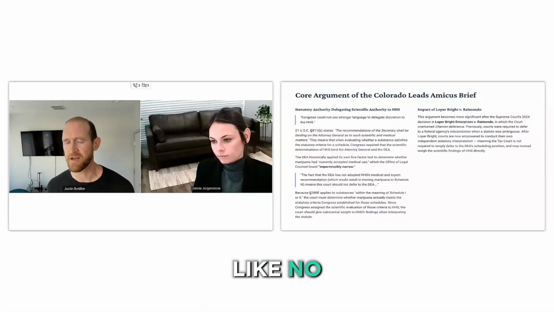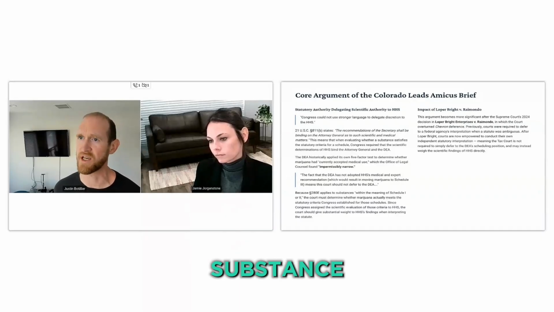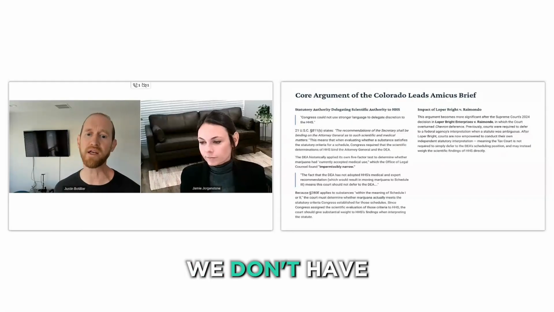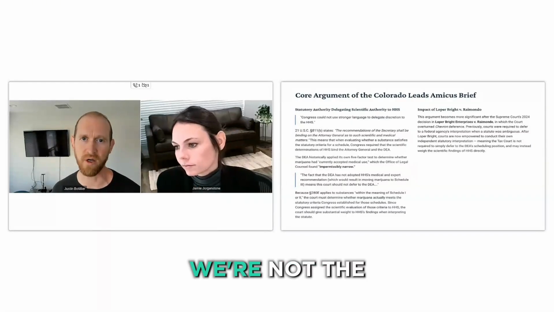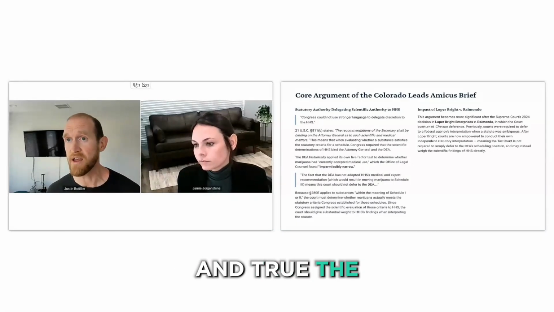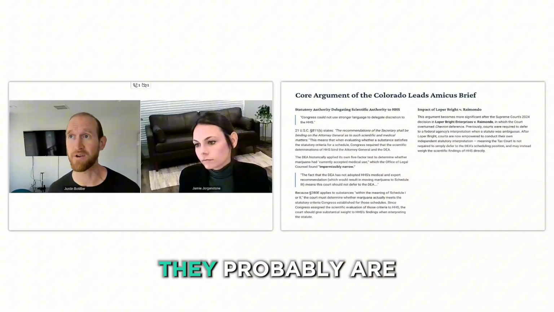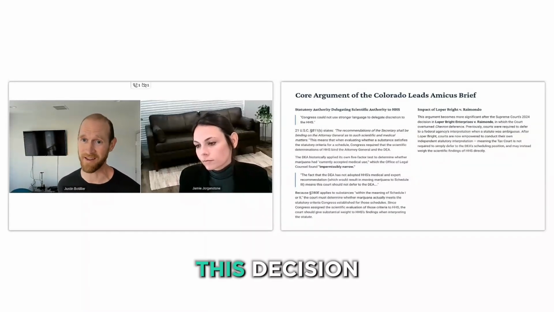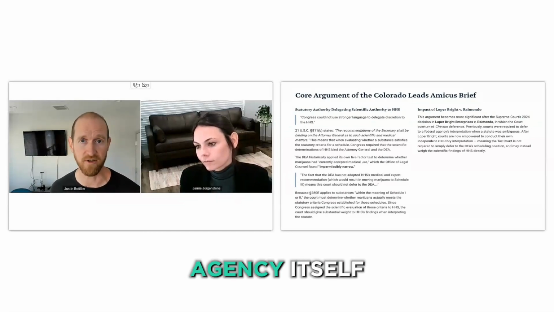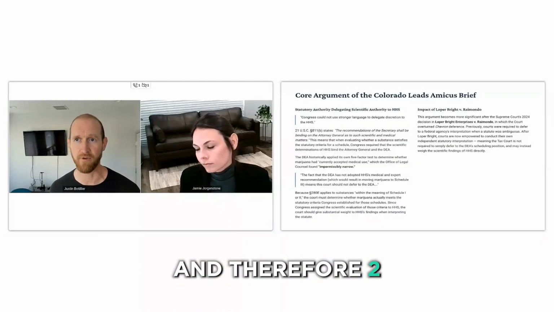They were saying, no, this isn't our place to decide if cannabis is a Schedule 1 or Schedule 2 substance, and therefore 280E may or may not apply. We don't have that jurisdiction. We're not the ones who should be making those decisions. And true, the IRS ought not to be doing that, but the tax courts might. They probably are the ones who need to make this decision, based on the fact that they have more authority than the agency itself. So the IRS says, yes, cannabis is a Schedule 1 substance and therefore 280E applies.